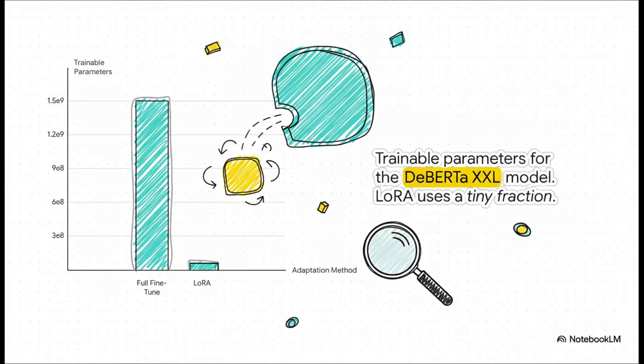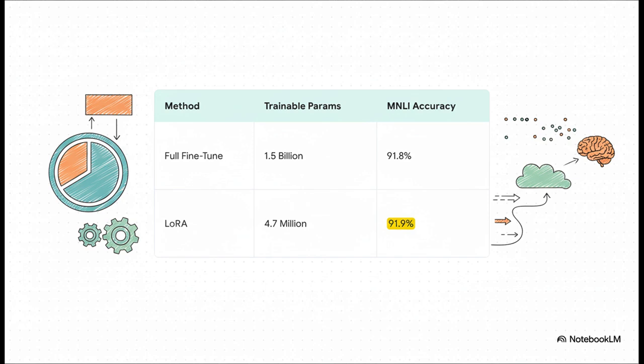Just look at the difference here. This comparison is for a model called DeBERTa. To fully fine-tune it, you have to train 1.5 billion parameters. But with LoRA, you're only training 4.7 million. We're not talking about a small improvement here. This is a whole different ballgame. But here is the absolute kicker. You'd think with that huge reduction, you'd take a big hit on performance, right? Nope. In fact, on this benchmark, LoRA's performance was actually a tiny bit better than fully fine-tuning the entire model. And that's the moment it clicks. This isn't just a clever workaround, it's actually an improvement.